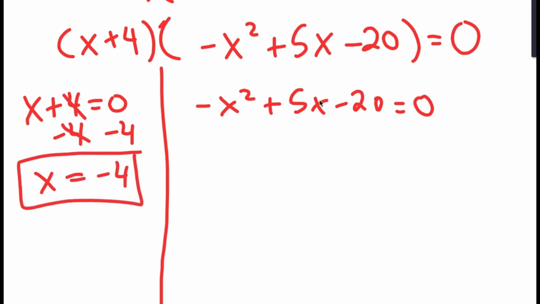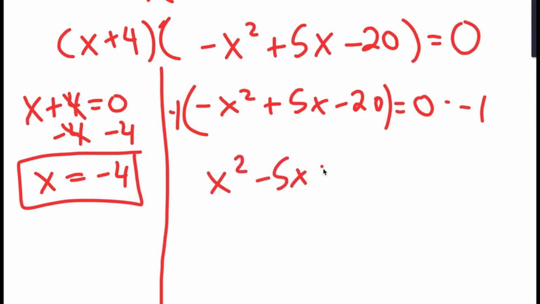Now, for negative x squared plus 5x minus 20 equals 0, well, first off, we have a negative sign in front of x squared, so I'm actually going to get rid of that by multiplying both sides by negative 1. So I get x squared minus 5x plus 20 is equal to 0.